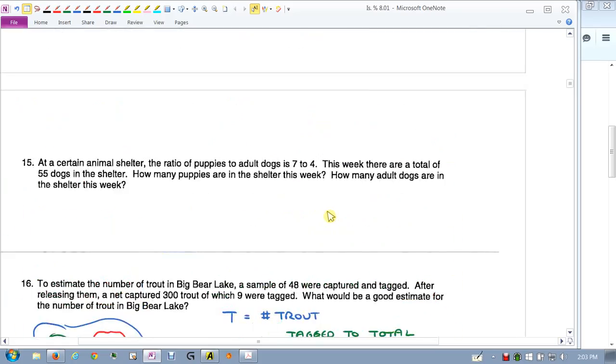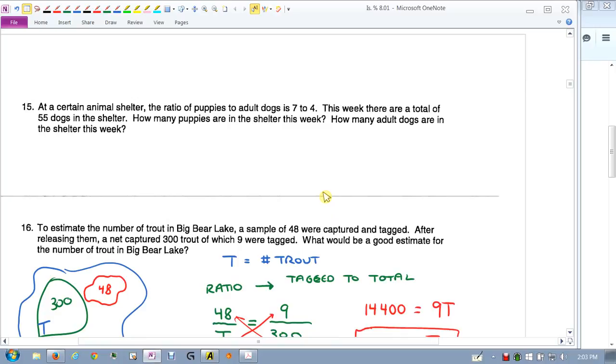All right, you want 16? 15, sorry. At a certain animal shelter, the ratio of puppies to adult dogs is 7 to 4. You have 7 puppies to every 4 adults. That's probably not right. Most people want to adopt the puppies, so you would think you would have fewer puppies, but who cares? This week, there are a total of 55 dogs in the shelter. How many puppies are there in the shelter? How many adult dogs?